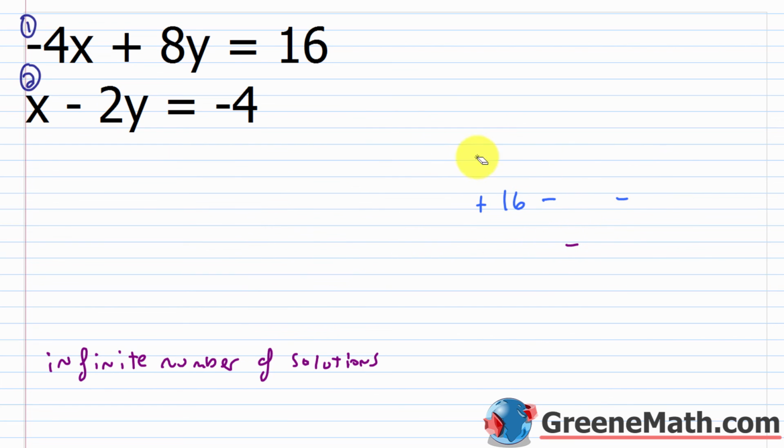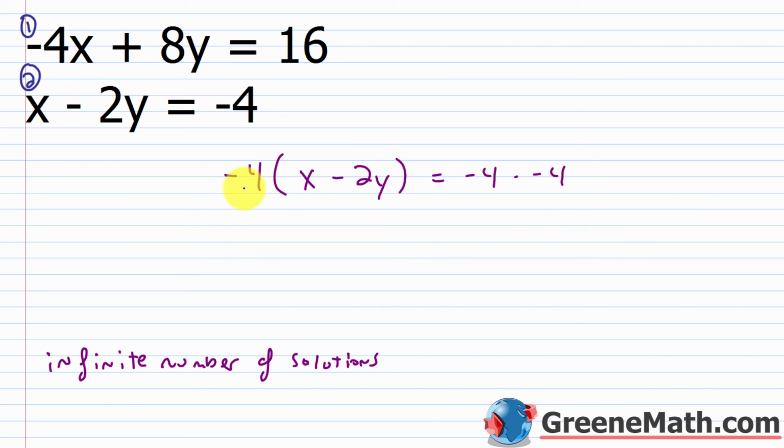How could we prove that these two equations are the same? There's a number of different things we could do. The easiest thing you could do is look at it and say, well, if I multiplied equation 2 by negative 4, on both sides, I would get equation 1. So negative 4 times, the left side is x minus 2y. The right side is negative 4. So multiply that by negative 4 as well. So negative 4 times x is negative 4x. Negative 4 times negative 2y is plus 8y. This equals negative 4 times negative 4 is 16.